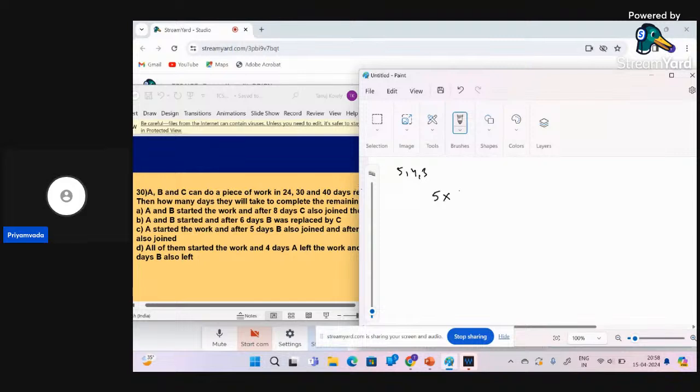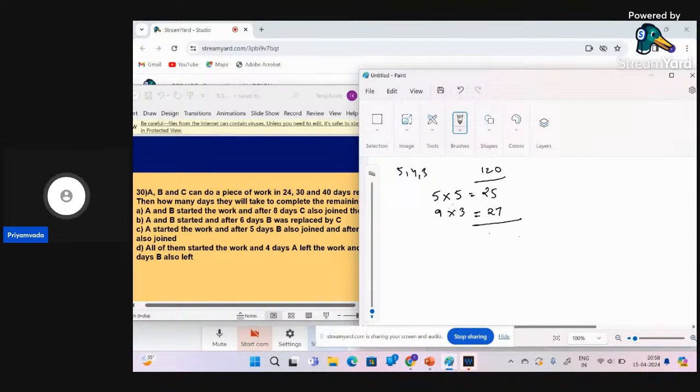For how many days? After 5 days, B joined, which means for 5 days only he is working alone. So that is 25 parts of work done out of 120 parts of work. Now B also joined, which means 5 plus 4, 9 parts of work will be done per day, for 3 more days. They said C joined after 3 more days, so for 3 days, A and B work together. That is 9 into 3, that is 27.